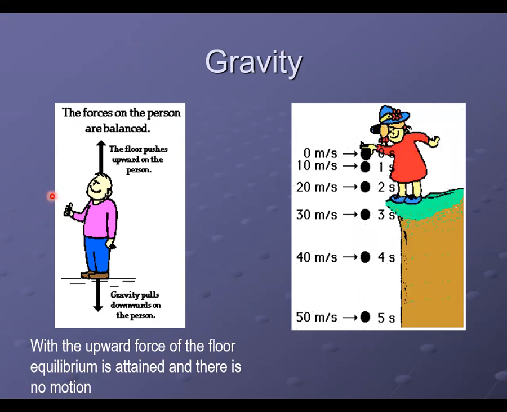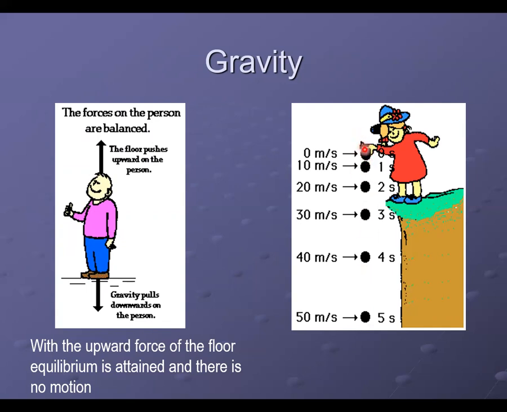Now, what happens if there's no floor there? Well, this lady is dropping a ball, and what we can see here is gravity is pulling the ball down, but there's nothing really pushing up on it. There is something pushing up on it, which we're going to talk about later, but right now, we don't see anything acting upon the ball. So what do we see? We see it start to accelerate.